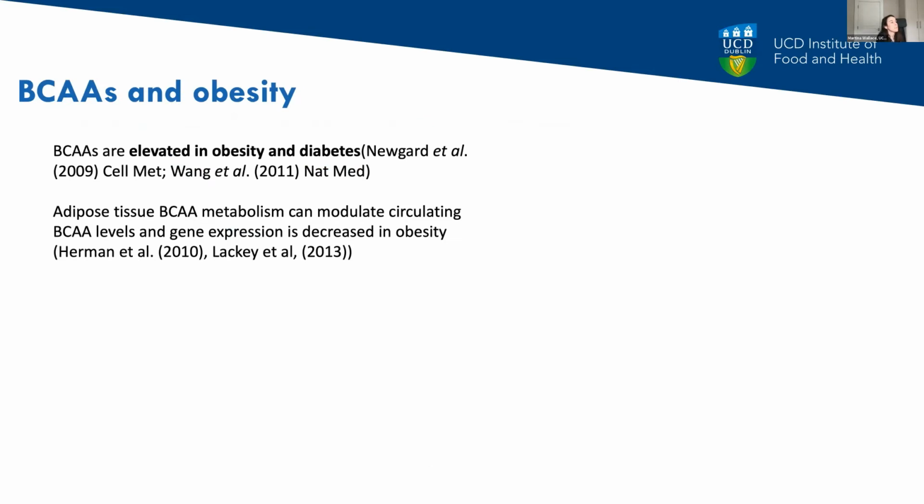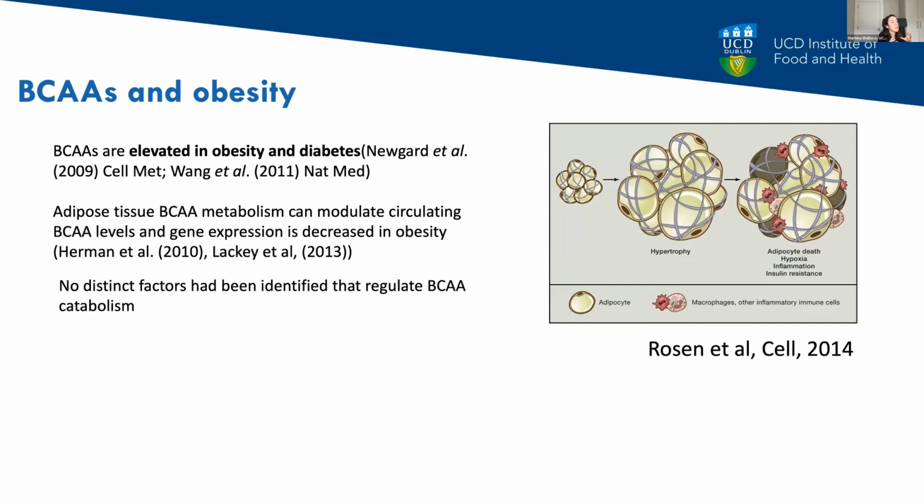And so when we were doing this originally, it was very well established that branched-chain amino acids are elevated in obesity and diabetes, but the role of adipose tissue in driving that was less well established. However, there was some evidence showing that activity in adipose tissue in genetic mouse models could alter circulating branched-chain amino acid metabolism, and also that gene expression of this pathway was decreased in adipose tissue from obese people. One thing that wasn't known is that no distinct factors that played a role in adipose tissue dysfunction in obesity had been shown to regulate branched-chain amino acid catabolism.